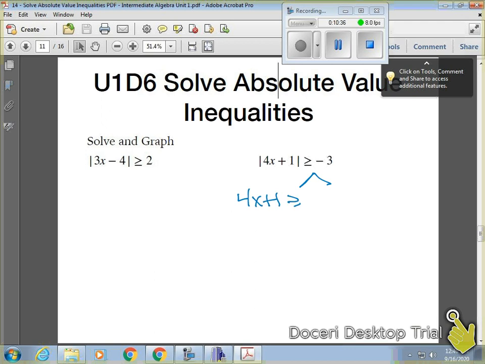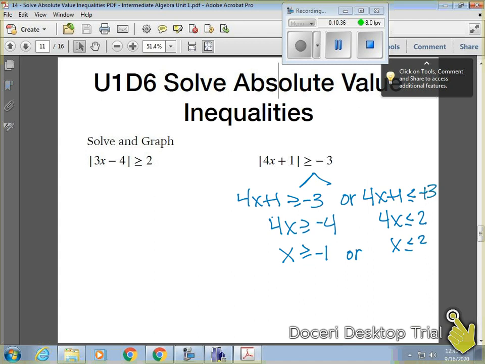4x plus 1 is greater than or equal to negative 3, or 4x plus 1 is less than or equal to, sorry, positive 3. Then we're going to subtract 1 from both sides. 4x is greater than or equal to negative 4. X would be greater than or equal to negative 1. Subtracting 1 from both sides here, I get 4x is less than or equal to 2. X is less than or equal to 2/4 or 1/2.